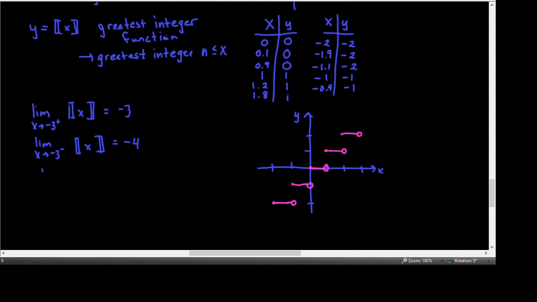So if I were then to say, what is the limit as x approaches negative 3 for this function? We've done the requisite pieces of figuring that out. We figured out the left-hand limit and the right-hand limit. It's approaching negative 3 from the right side, and it's approaching negative 4 from the left side. Are those the same number? Since they're not the same number, this limit does not exist.